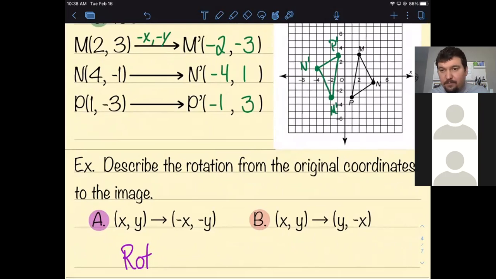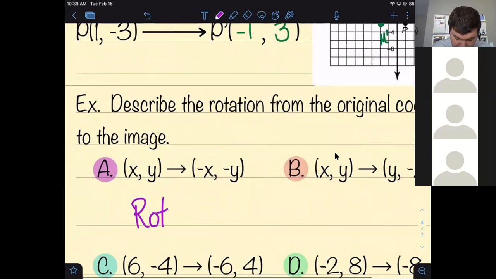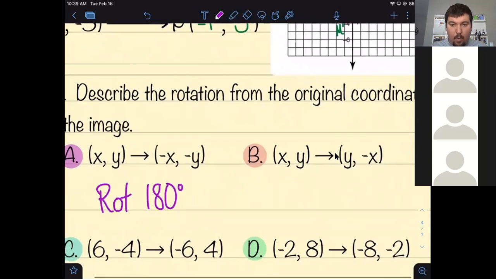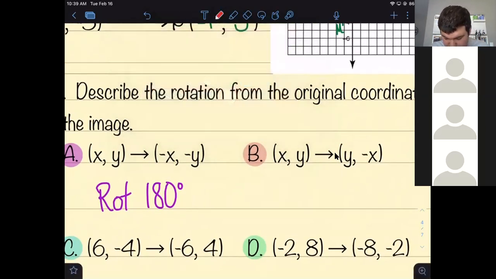A 180. Okay. Nuche, thank you. 180. Yeah. So 180 degrees. And this is the only one where you don't have to give the direction on it because it doesn't matter. It's 180 degrees. It's halfway no matter which way you go. Okay. What kind of rotation takes the opposite of the x coordinate and then flips them?